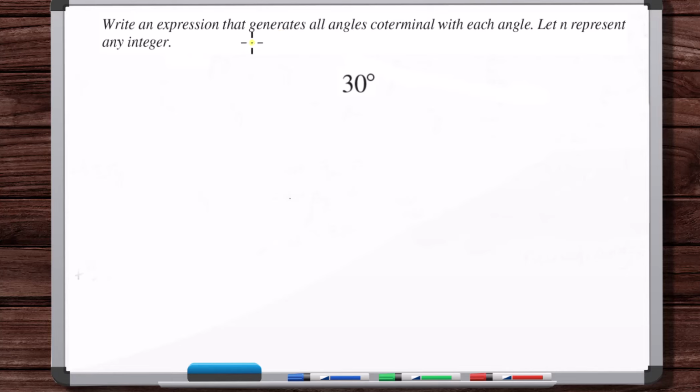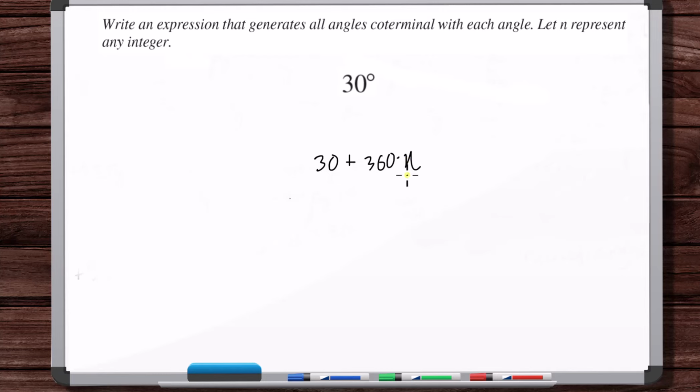Write an expression that generates all angles coterminal with the given angle. Let n represent any integer. So we want to have an expression that represents every single possible coterminal angle that's coterminal with 30. Well, what we do is we say 30 plus 360 times n, where n is any integer, even 0. Technically, 30 is coterminal with 30.